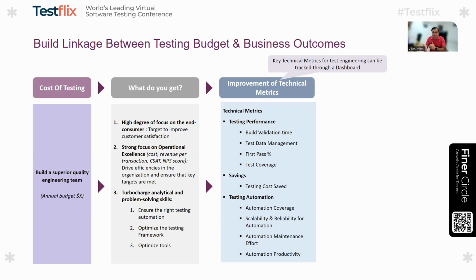What is my automation coverage? Not in terms of the functional test cases, but in terms of user journeys. How many critical user journeys are you covering from an automation standpoint? What is the scalability and reliability for automation? That is, how quickly you can use automation to test any new environment coming up and certify the incoming build. At the same time, how quickly you can execute the overall regression test suite within the pipeline.